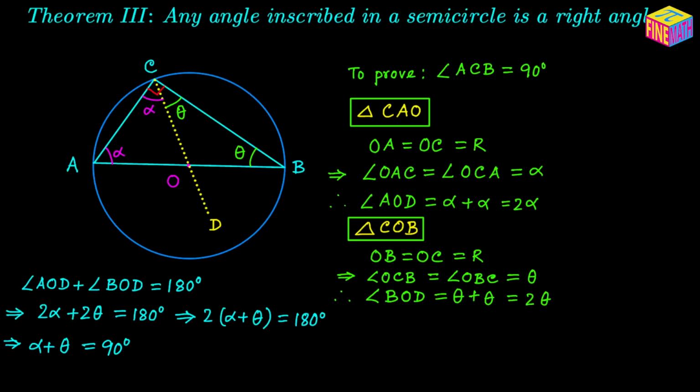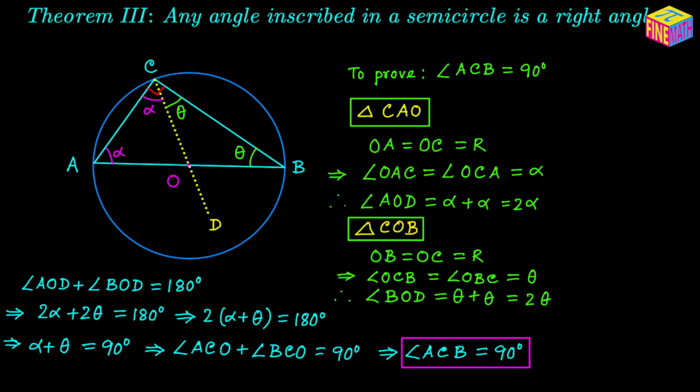Now if you think about it, what is alpha? Well, alpha is also equal to angle ACO. And how about theta? Well, theta is equal to angle BCO. So in place of alpha and theta, we can easily write angle ACO and angle BCO, and that's exactly what I have done. I have written angle ACO plus angle BCO is equal to 90 degrees. And now if you think about the sum of those two angles, that is nothing but the angle ACB, and that is the inscribed angle. So angle ACB turns out to be 90 degrees, and that's exactly what we needed to prove.